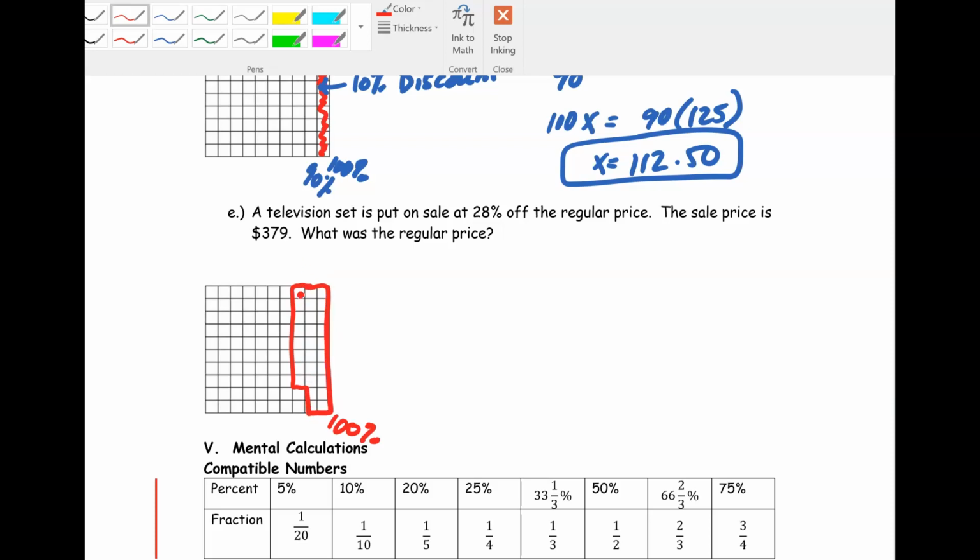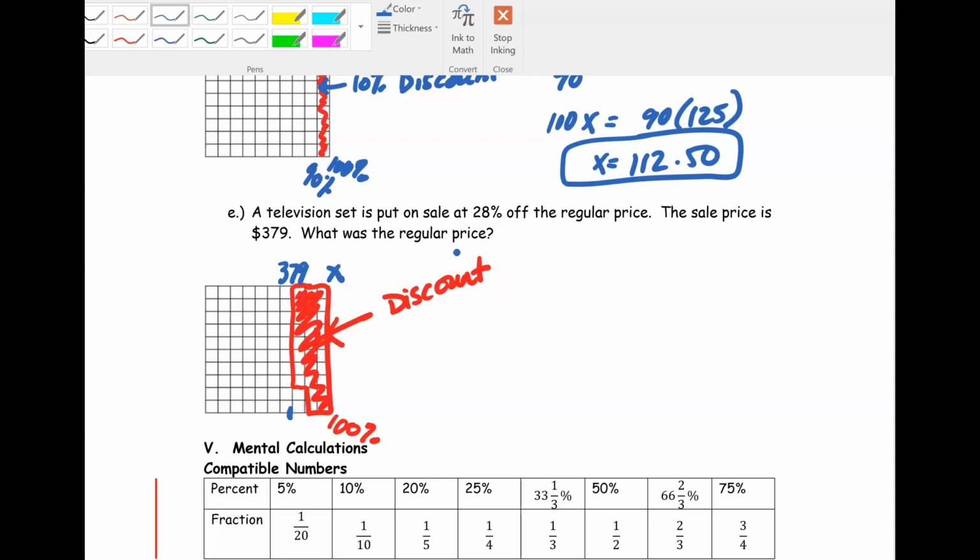So that's 28, and this is going to be the discount. And so now we can fill in what we know. So the sale price is $379. So 379 is going to go there. What was the regular price? We don't know. What is the percentage?